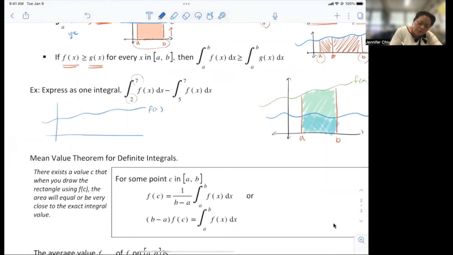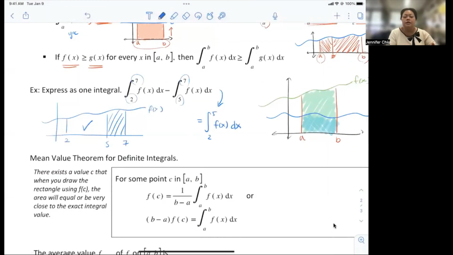First one says from 2 to 7. So here's 2 to 7, this whole area. Then I want you to take away the piece from 5 to 7. So I'm only left with this piece. So rewriting this will be the integral from 2 to 5, f of x dx. And that's it. You don't have a numerical value. You just have this answer.